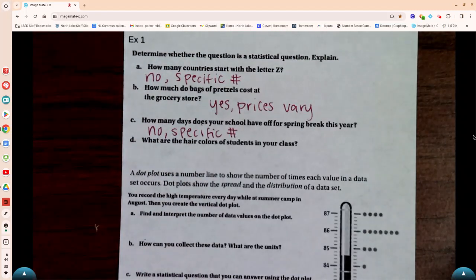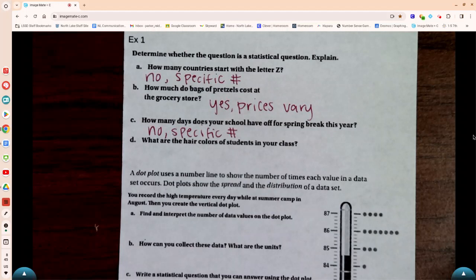Now, what do you think if you asked different schools? Do you think then it's possible you would have different answers? Yeah. Then that might be a statistical question. But because it said your school, that means all of us that go to the same school, and that means we're all going to have the same answer.